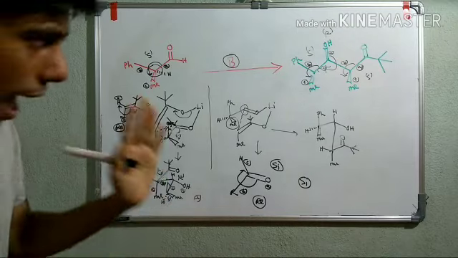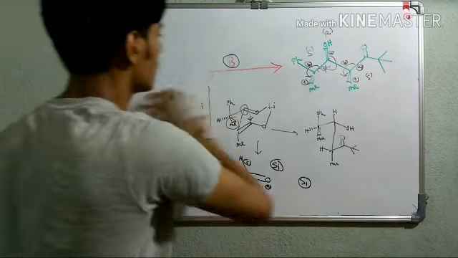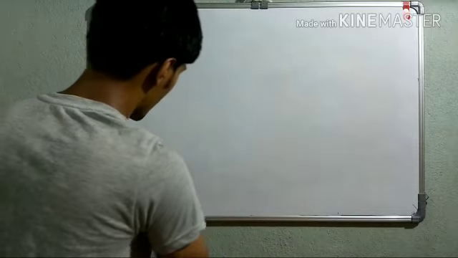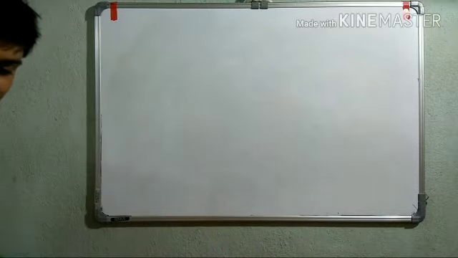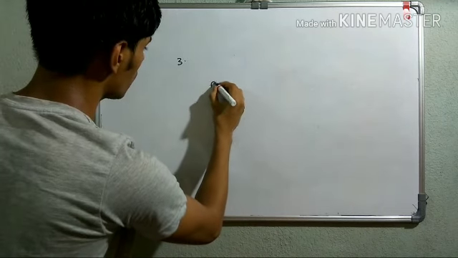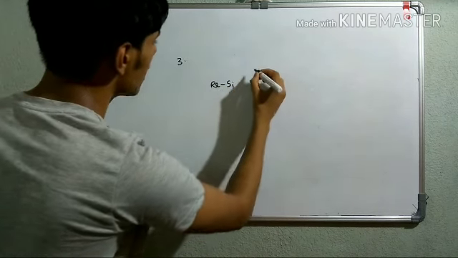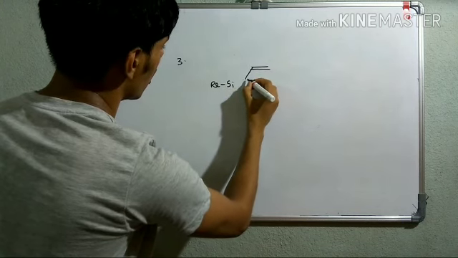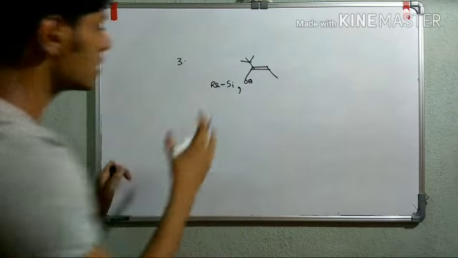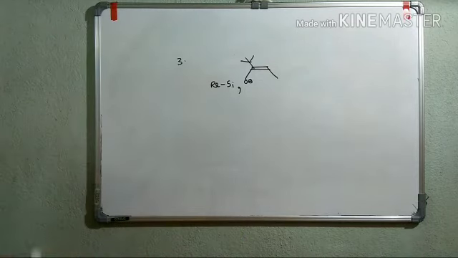So the answer of this question: you have 4 options in your question, and the right option according to set A will be option 3, where it is given the attack is Re-Si, and it is your Z alkene. Okay, so this is the correct answer of this question.